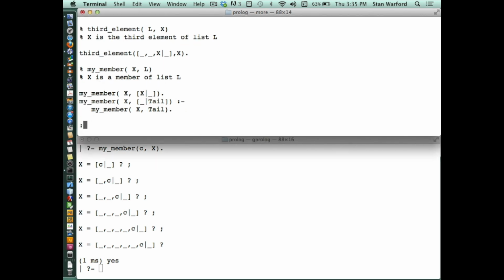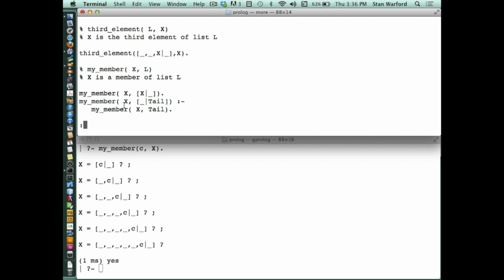So here is the definition of my member. Look at what the definition is. First of all, X is a member of list L. What's the base case? X is a member of list L if list L is shaped like a list with a vertical bar, with X as the first element of the list. Are you with me? But on the other hand, if this one failed, then what?